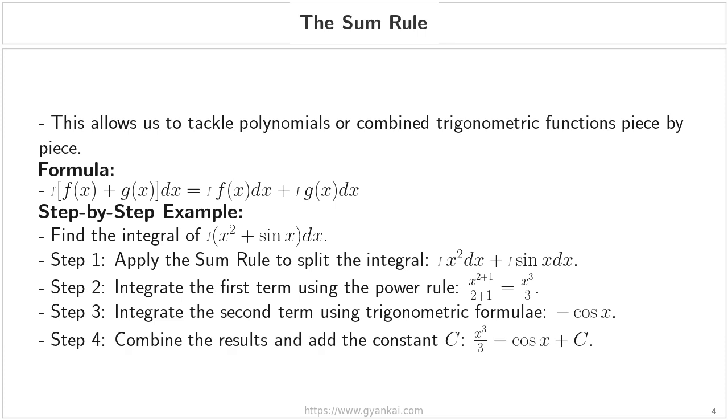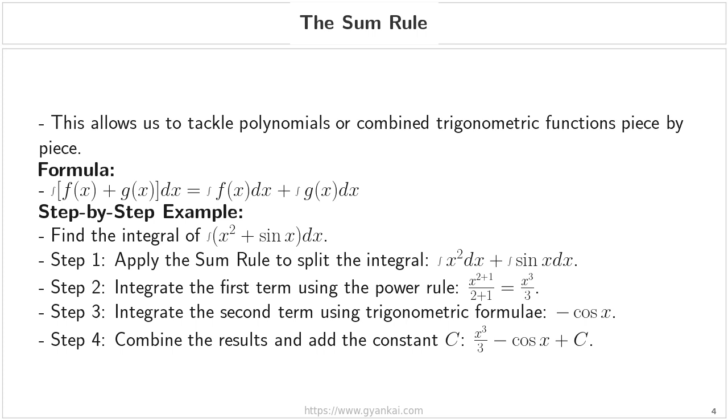Step 4, finally, we combine the results of integrating both terms. So, we have x cubed divided by 3 minus cosine of x, and crucially, don't forget to add the constant of integration. So, the integral of x squared plus sine of x is x cubed divided by 3 minus cosine of x, plus c. This sum rule will be incredibly useful as we tackle more complex integrals, especially those involving polynomials, as you'll often need to integrate each term separately. In the next slide, we'll look at another helpful property, the constant multiple rule, which builds on these ideas.